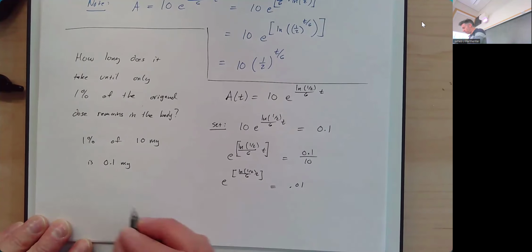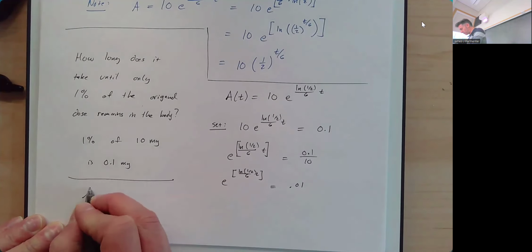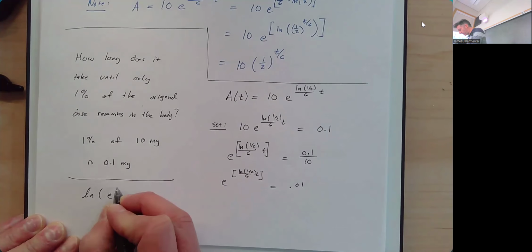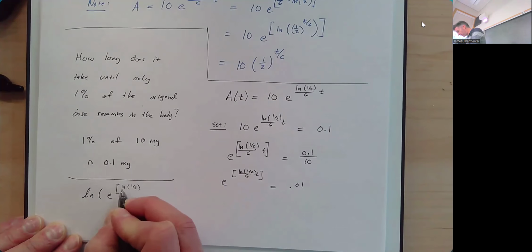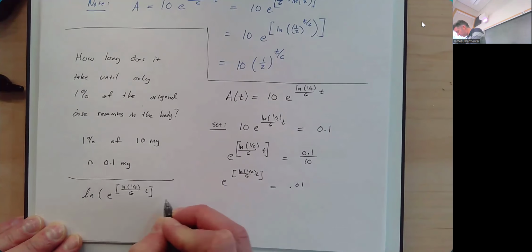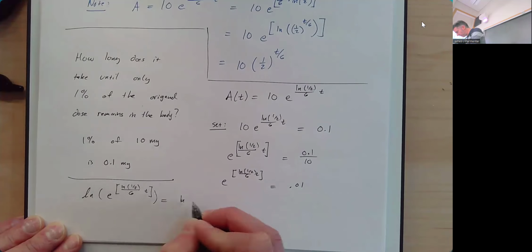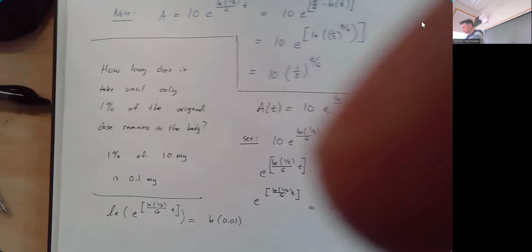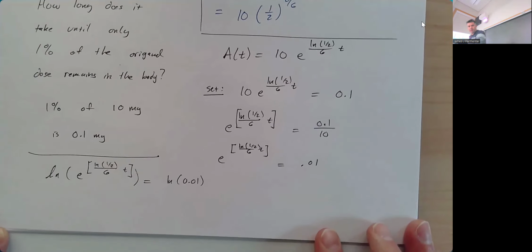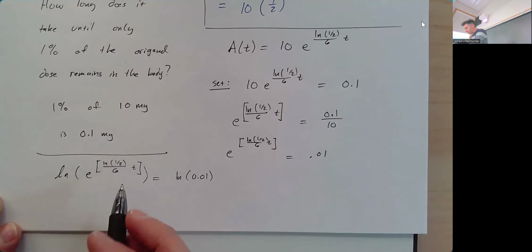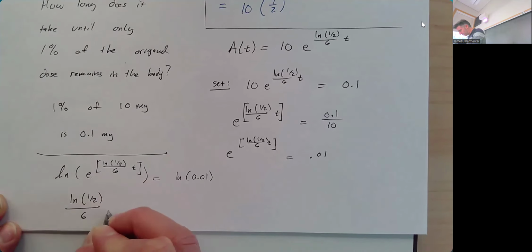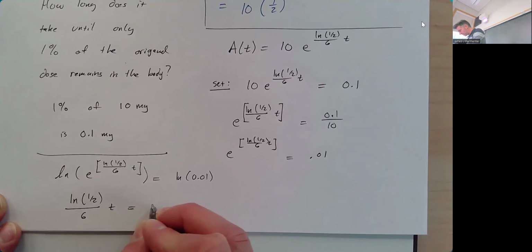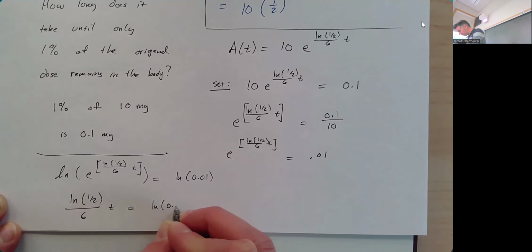And then we take the natural log of both sides. The natural log of e to the natural log of 1/2 divided by 6 times t equals the natural log of 0.01. Let me zoom in a bit so it's maybe easier for you all to see. Natural log of e to a thing is just the thing, so now I have the natural log of 1/2 divided by 6 times t equals the natural log of 0.01.